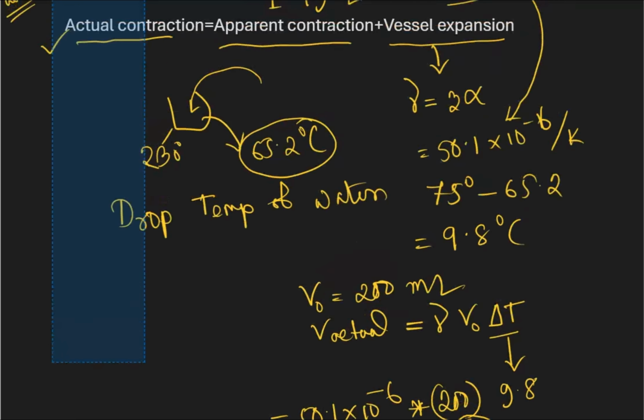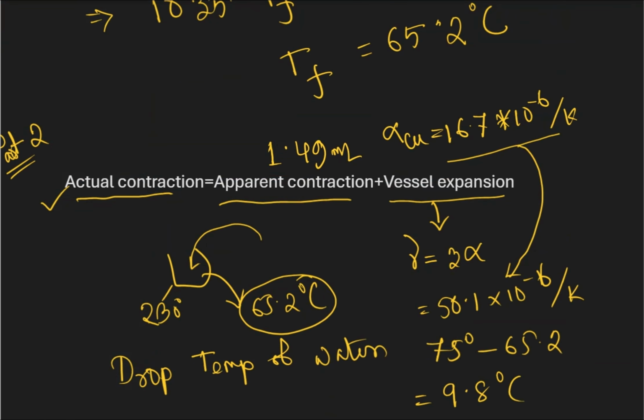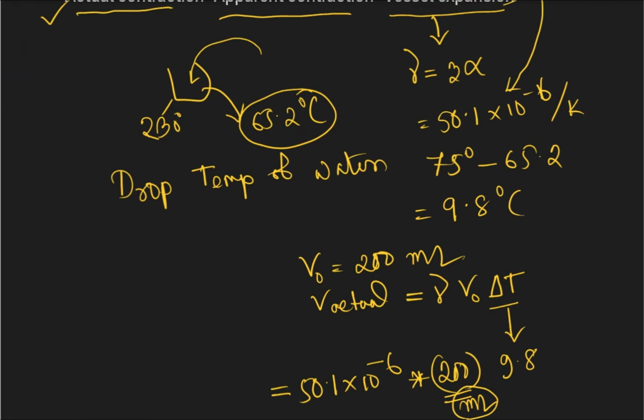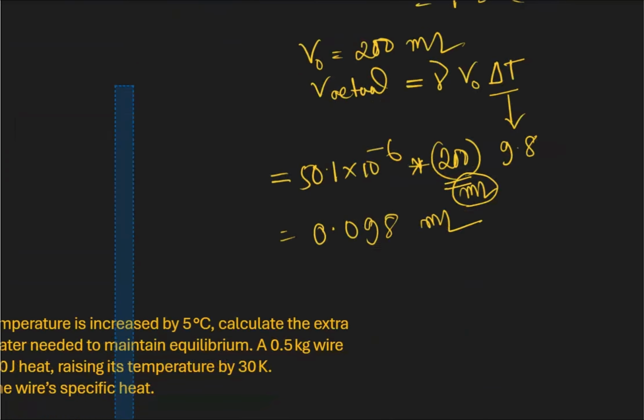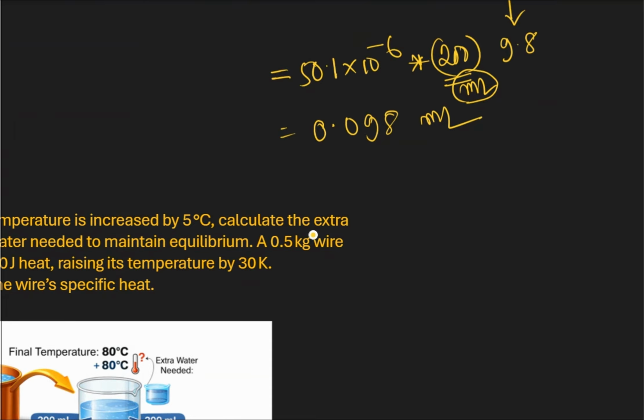And here, 1.49 plus the vessel expansion, that is 0.098 milliliter. If we sum up these two values, what do we have? The actual contraction is equal to 1.59 milliliter. The del of V actual. So this is the second part answer.